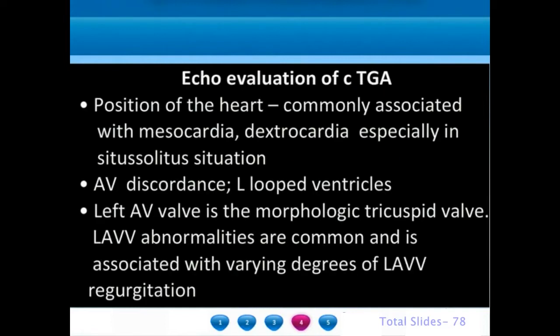In the echo evaluation of corrected TGA, we should notice the position of the heart, since many of the corrected transpositions will be associated with mesocardia or dextrocardia. There is an atrioventricular and ventricular-arterial discordance, and the ventricle is L-looped, which means the morphological right ventricle is located on the left side of the morphological left ventricle. The left atrioventricular valve is the tricuspid valve, and a lot of abnormalities in this tricuspid valve are very common. There will be varying degrees of left AV valve regurgitation.